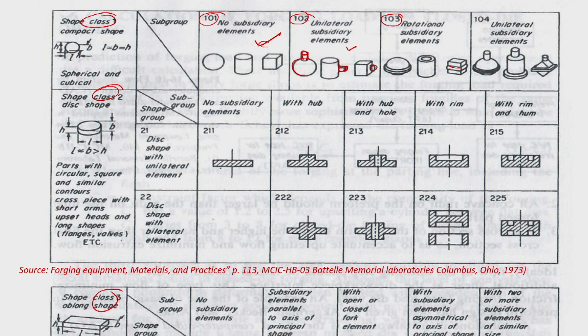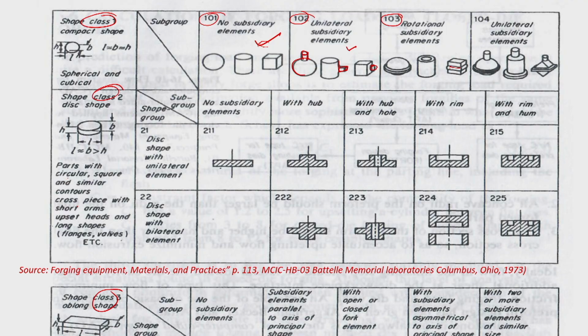Now, from class 1 when you move to class 2, class 3, or along this figure if you come down, you will see again the complexity increases. Here it was a spherical or cubical case, but when you come to this, you have a disc shape. The diameter is much larger than the thickness, or if it is a rectangular piece also, then you have the disc shape. It can be circular or square. The parts are circular, square and similar contour cross sections, with short arms, upset heads and long shapes, flanges, valves, all those things are coming.